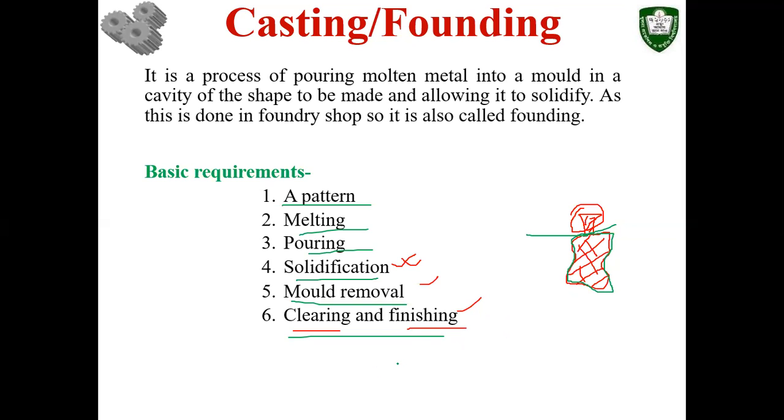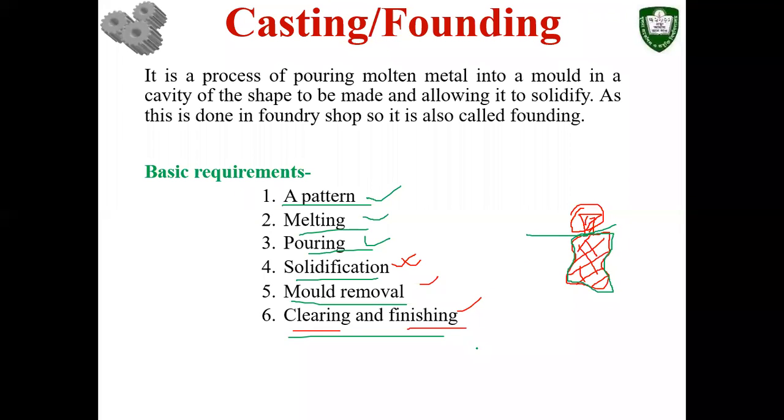Sir, why is melting positioned in 2 but not in 3? These are the basic requirements. These are not steps that you follow step by step. It's not a flow chart. These are the individual components you need, or individual methods you need. Okay, any other question?